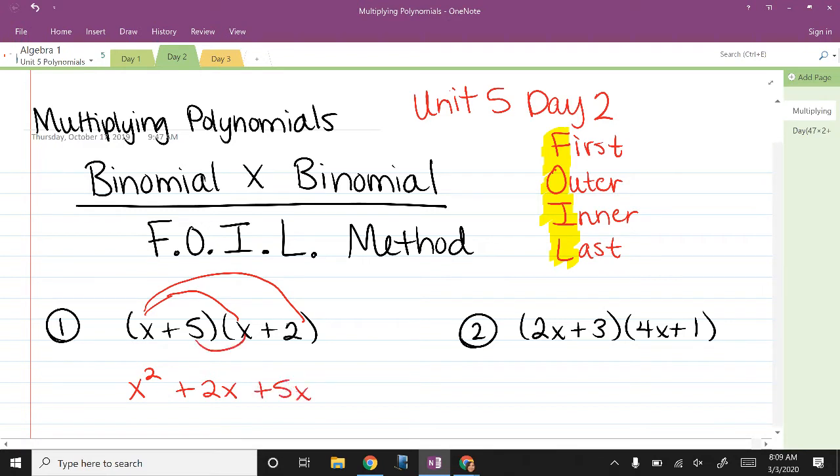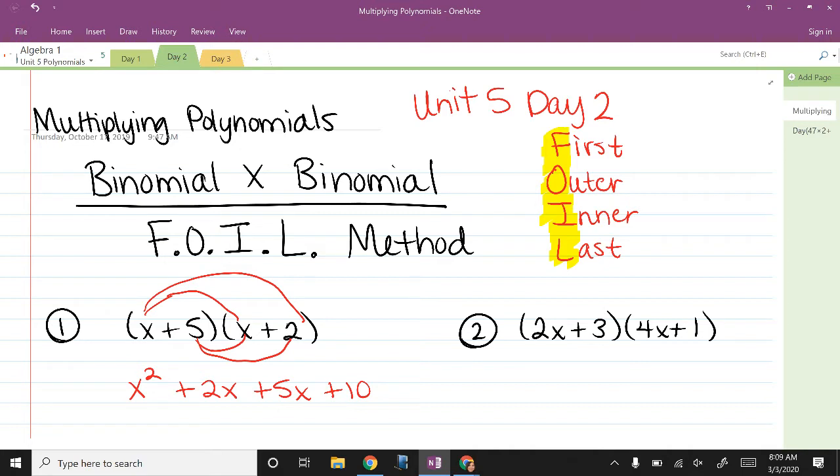And L stands for last, which means the last term in each parentheses. The last term in this parentheses is a 5. The last term in this parentheses is a 2. So you multiply 5 times 2. And what do you get? 10. Okay, so you're going to multiply 4 terms: the first terms, the outer terms, the inner terms, and the last terms.